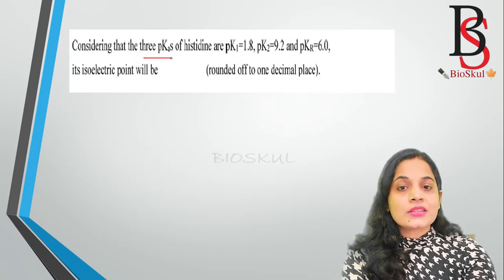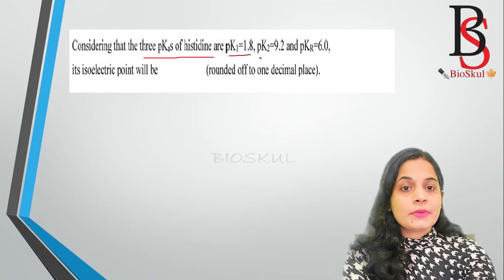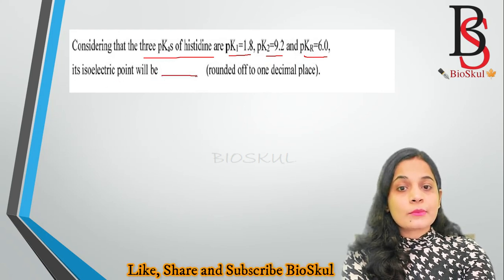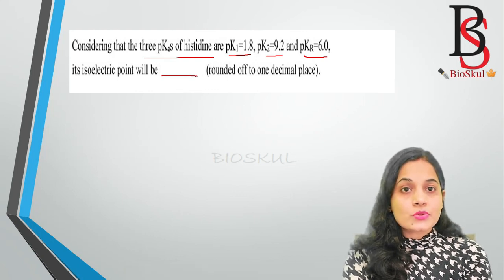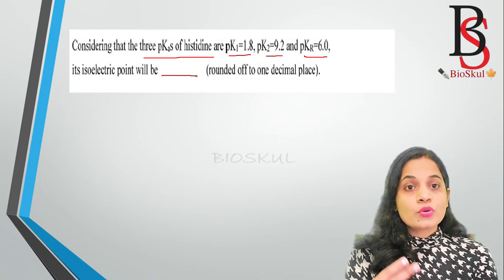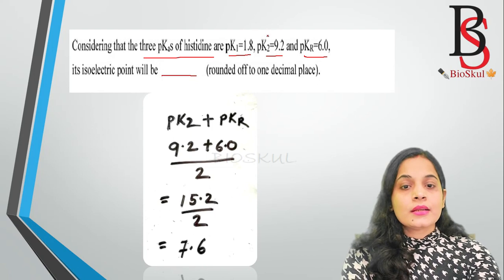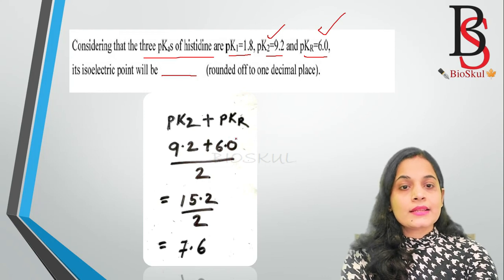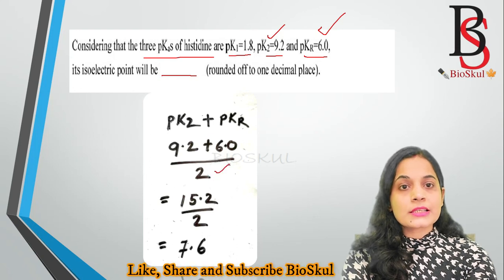Okay, this question, considering the 3 pKs of histidine. Histidine is a basic amino acid, and its pKs are given: pK1 1.8, pK2 9.2, and for the R group it is 6. Its isoelectric point will be, so how can we calculate the isoelectric point? It is a basic amino acid, so we will take the average of the 2 basic pKs, right? Okay, so the average of the 2 basic pKs is pK2 plus pKR, 9.2 plus 6.0 divided by 2, so the answer will be 7.6.